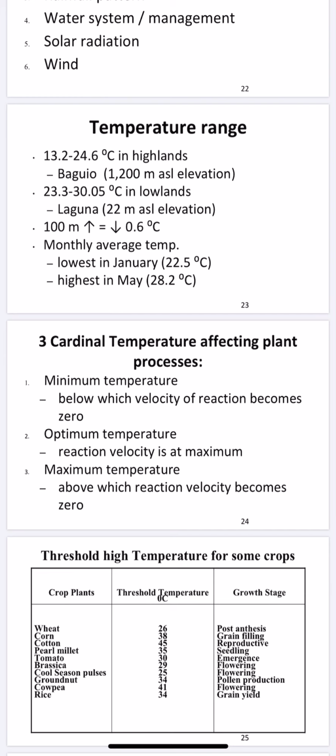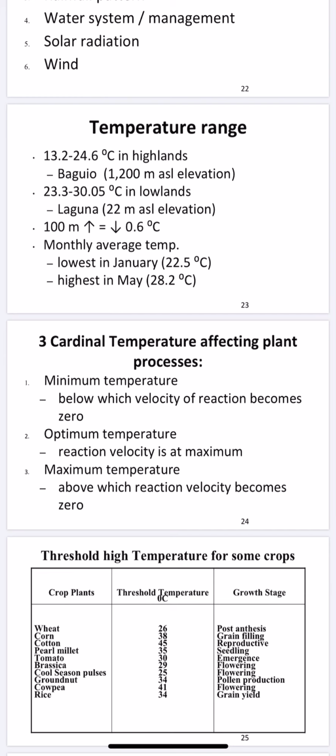So this table shows the threshold high temperature for some crops. These are the threshold temperatures, like for wheat, 26 degrees Celsius, and the growth stage is pulse anthesis. This is the maximum temperature for wheat. For corn it is 38 degrees Celsius during grain filling, and for cotton 45 degrees Celsius, and this is for the reproductive stage.